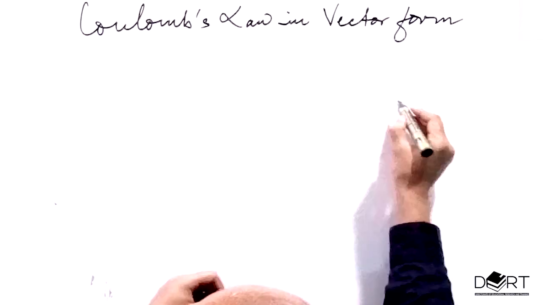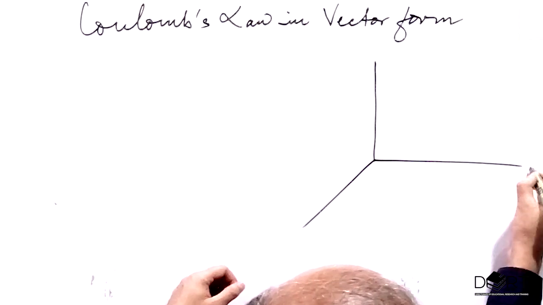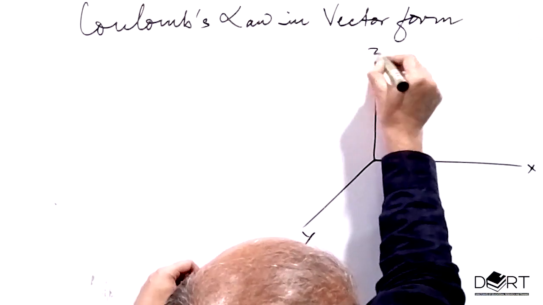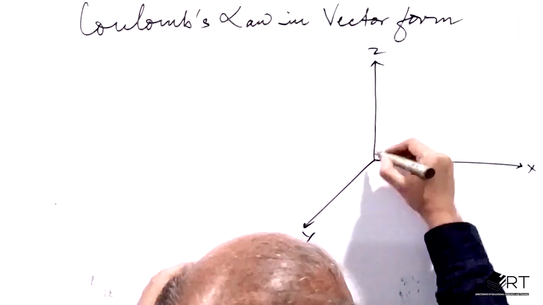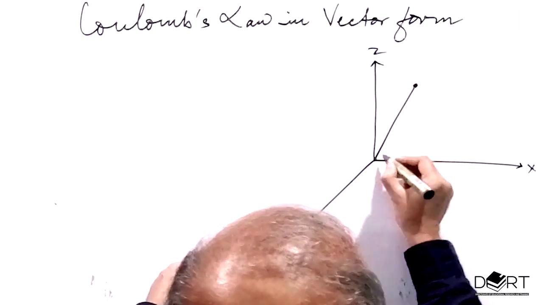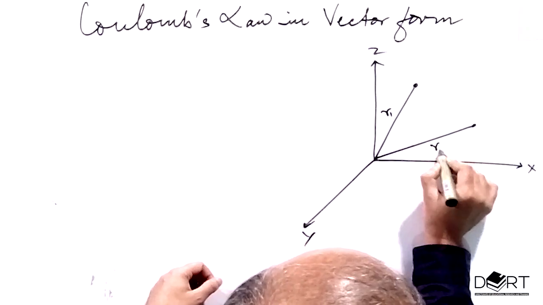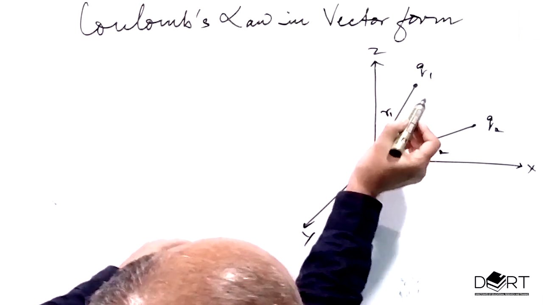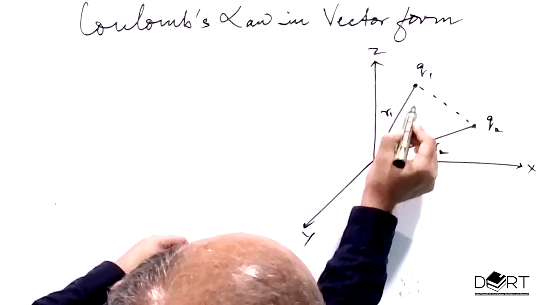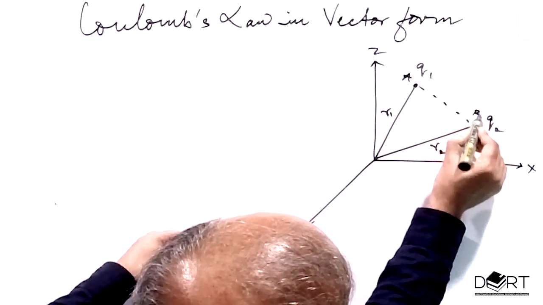Now, let us have a look at Coulomb's law in vector form. Let us consider this three-dimensional coordinate axis x, y and z, and let us consider two point charges having position vectors, let us say r1 and r2. This is charge q1 and this is charge q2, and let us join them. Let us call this point A and let us call this point B.